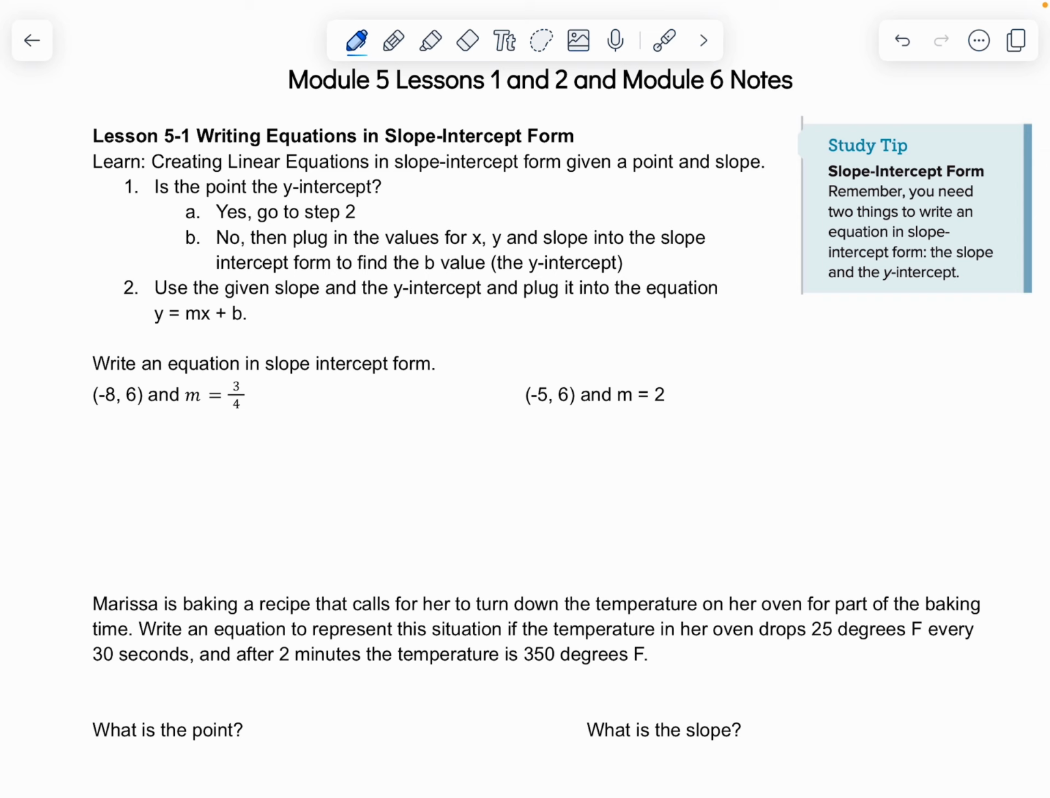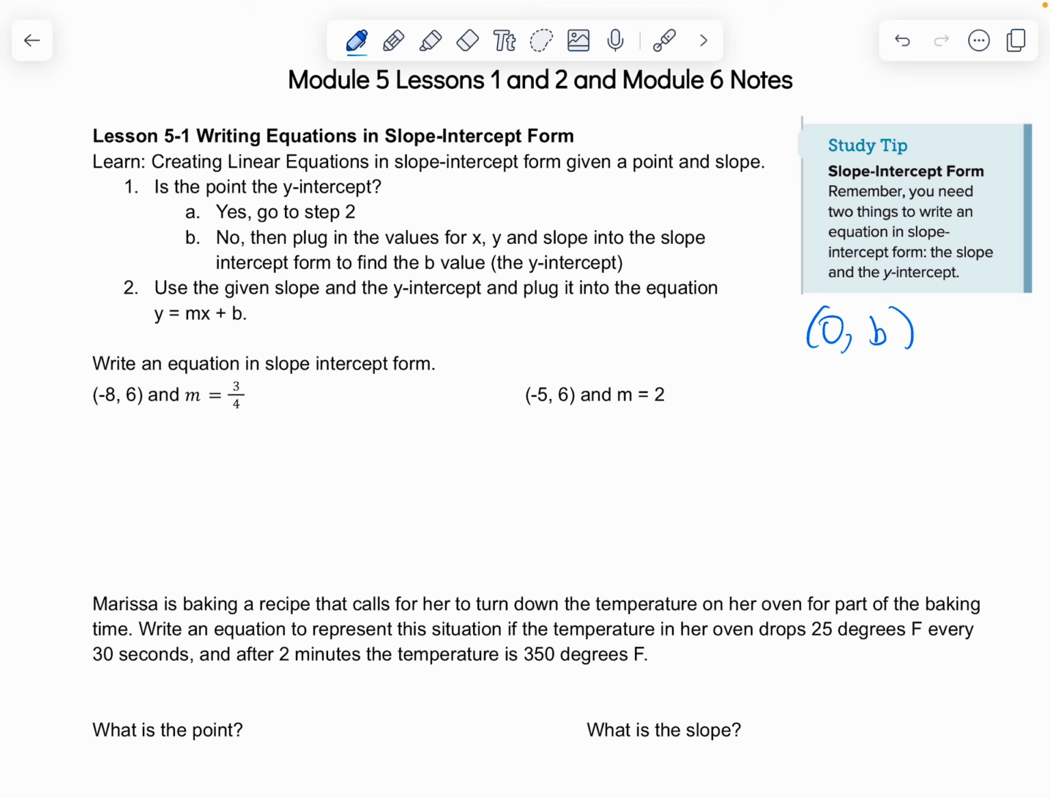Remember that anytime you're dealing with the slope-intercept form, you've got to have the slope and you've got to have the y-intercept. Not the x-intercept, but the y-intercept. Remember, y-intercept is when x is equal to 0, not when y is equal to 0.